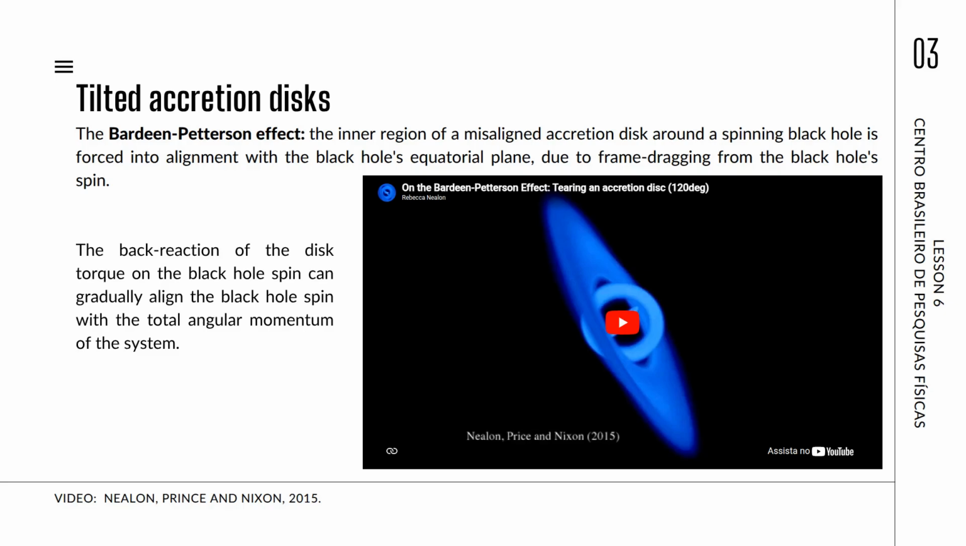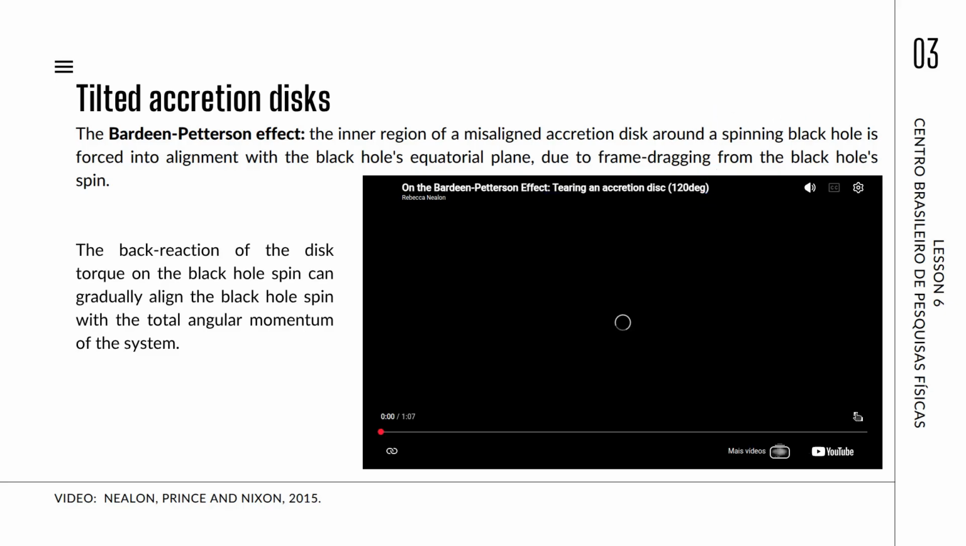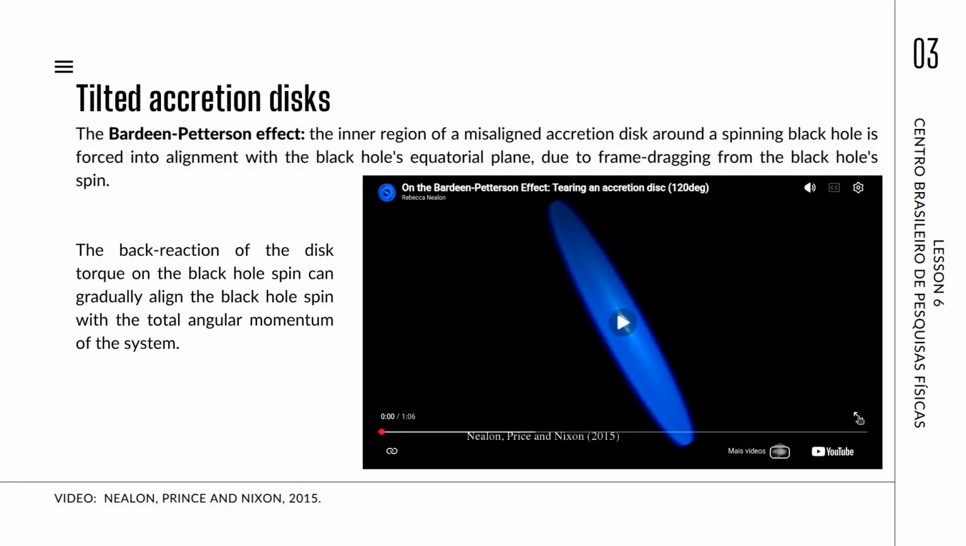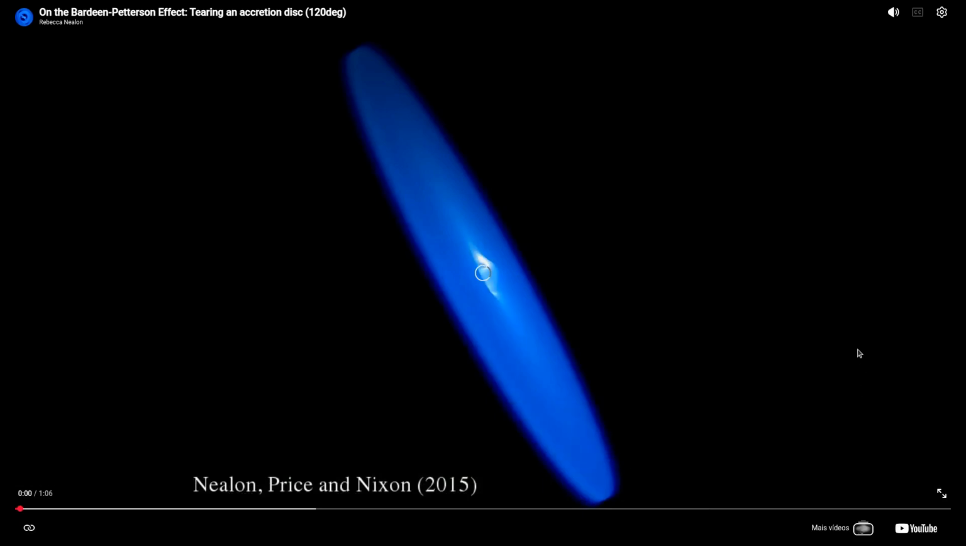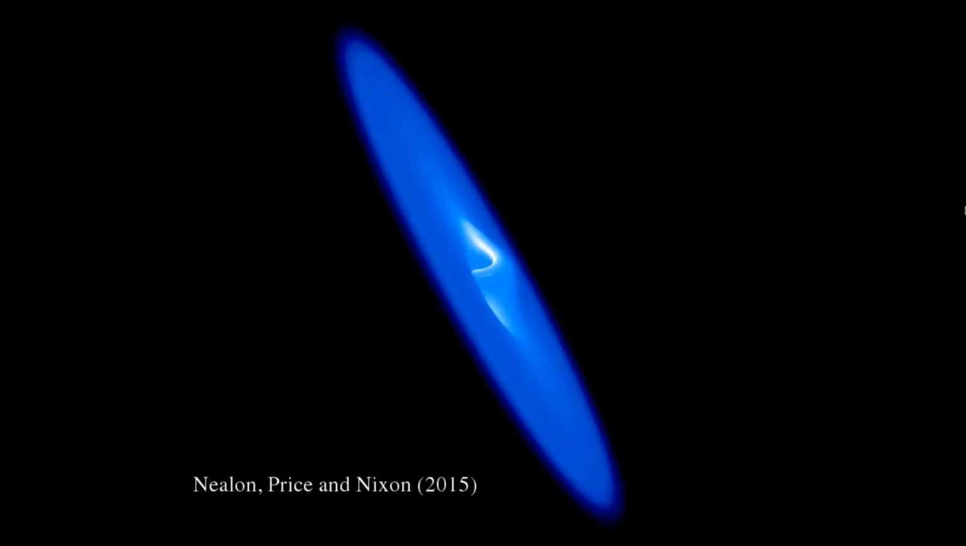So here we see the Lense-Thirring effect again and Bardeen-Petterson again. But this is a simulation by another group. See, here the disk is not even broken, and the accretion is already aligned. Now, okay, now it breaks. This one is really, really cool.